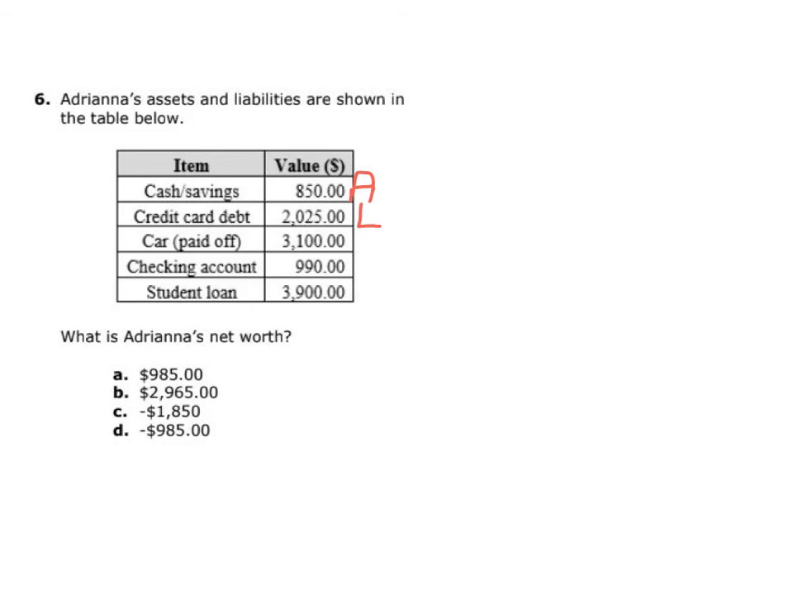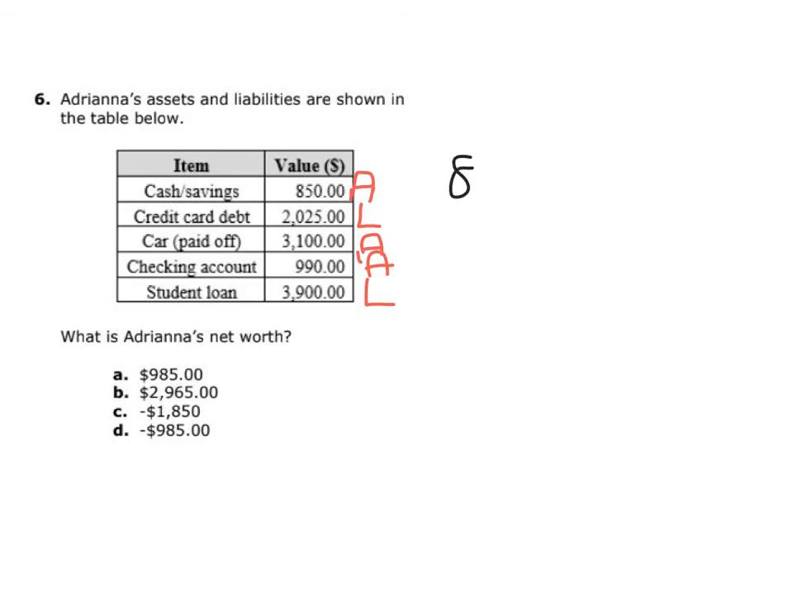The car that's been paid off, paid. That's a key word. It's got a D, that's past tense, so that means that's an asset because it's already been paid for. Checking account, still my money, that's an asset. And student loan, well, whenever it says a loan, that's always going to be a liability. So now we're going to go ahead and add our assets.